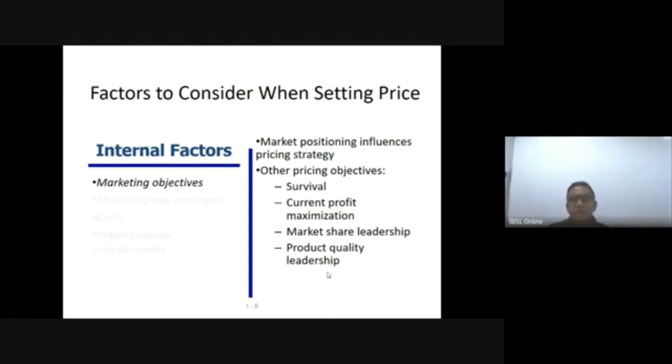So, factors to consider when setting price. There are internal factors and external factors. Let's see some internal factors. Firstly, marketing objectives: market positioning influences pricing strategy. Other pricing objectives are survival, current profit maximization, market share leadership, and product quality leadership. Sometimes companies have different pricing objectives. One is to survive: you set maybe low prices just to survive. Current profit maximization means you set a high price to maximize your profit. Market share leadership: to get more market share, maybe you have a moderate or low price. Product quality leadership: definitely you have a high price, like Apple or Rolex, because high quality fetches high price.